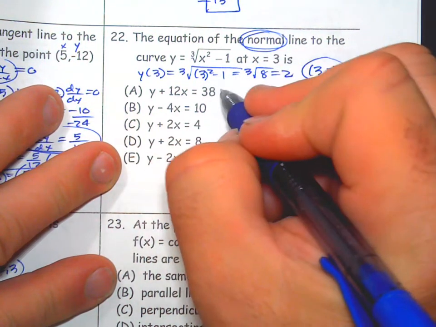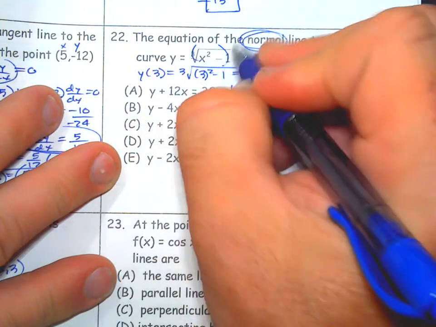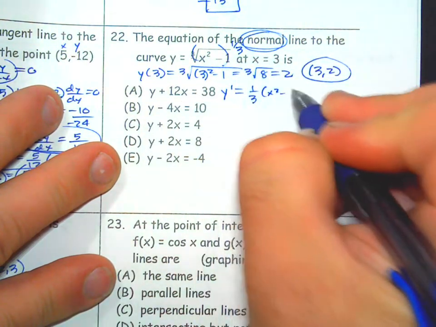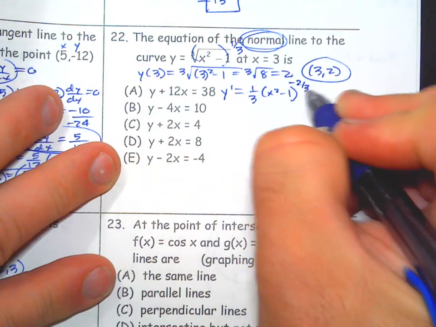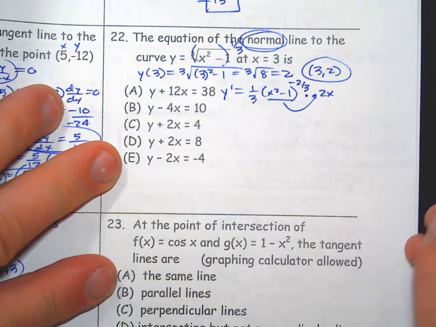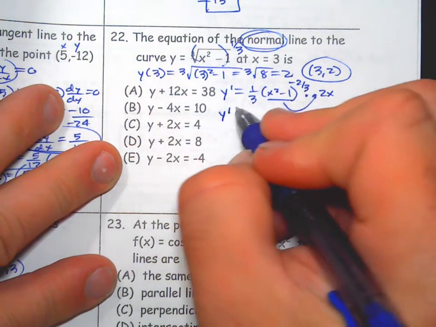So now we need the slope, y prime. I'm going to think of this as a 1/3 power. So it's going to be 1/3 times x squared minus 1 to the -2/3 times, don't forget the chain rule. I bet there's an answer on here if people forgot the chain rule. So then we're going to plug 3 into this.